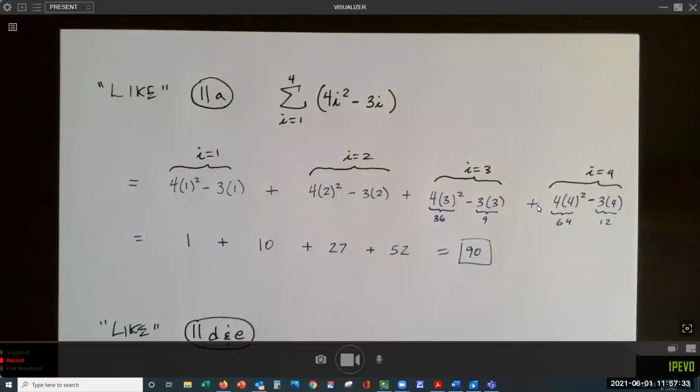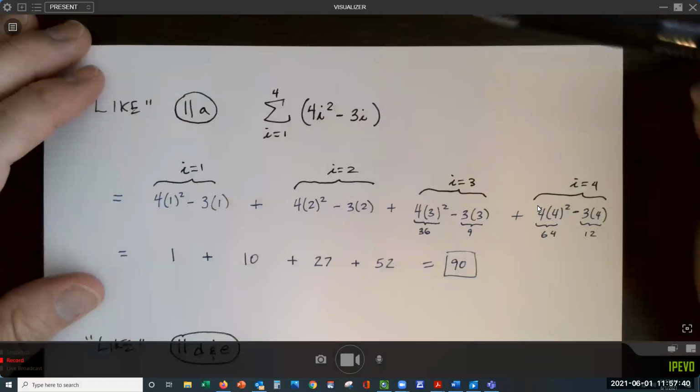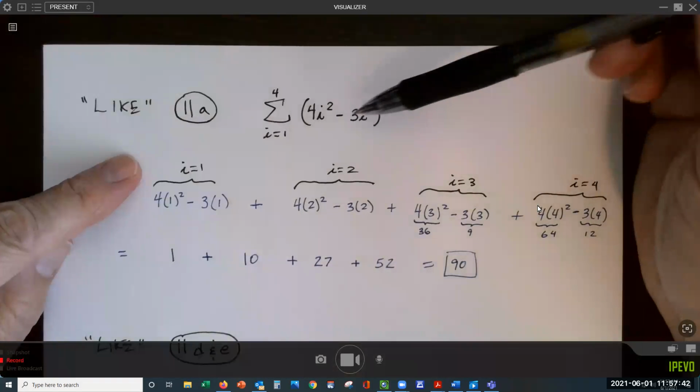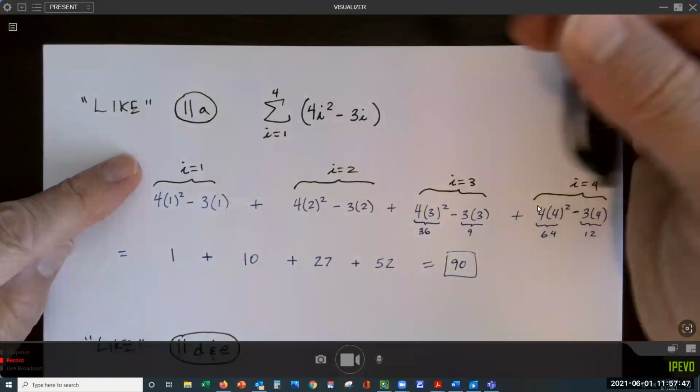So let's look at number 11. We're going to look at part A, and then we'll do part D and E. This is very similar to the expression you see in 11A, just change the numbers around a little bit. The summation notation, pretty easy again.